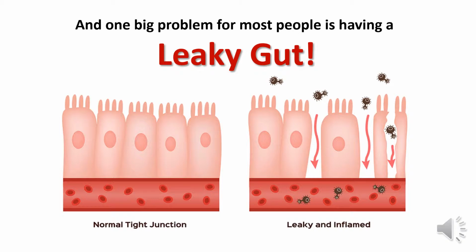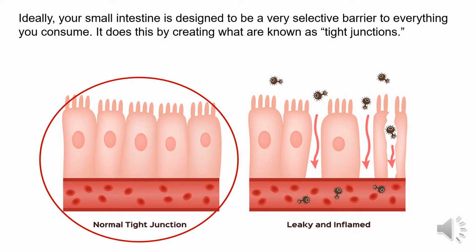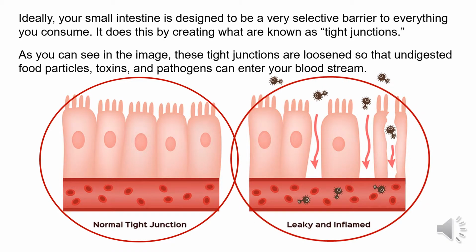And one big problem for most people is having a leaky gut. Ideally, your small intestine is designed to be a very selective barrier to everything you consume. It does this by creating what are known as tight junctions. As you can see in the image, these tight junctions are loosened so that undigested food particles, toxins, and pathogens can enter your bloodstream. The result is an immediate activation of your immune system, causing inflammation and food sensitivities.